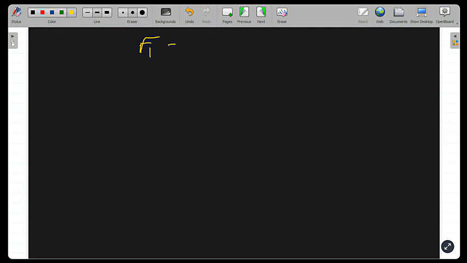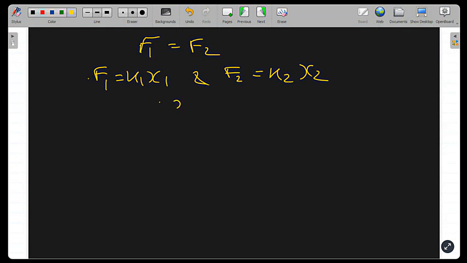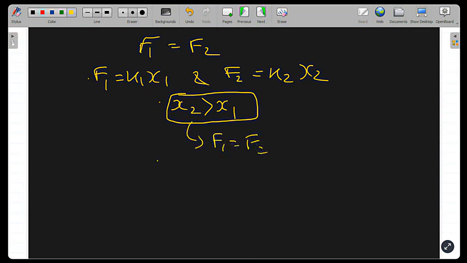Basically, f1 is equal to f2 despite the fact that f1 was k1 x1 and f2 was k2 x2. और क्या कंडीशन दी हुई थी मैंने कि x2 ग्रेटर देन x1 है. This was the condition given to you. So in this case, despite that, if f1 and f2 are equal, then you can conclude that k1 has to be greater than k2.